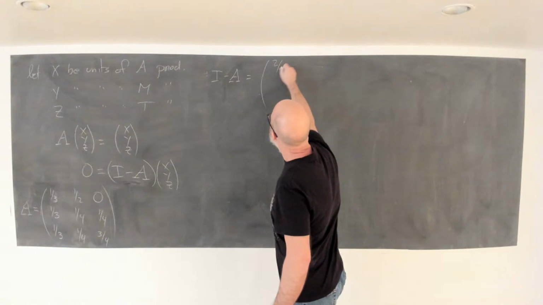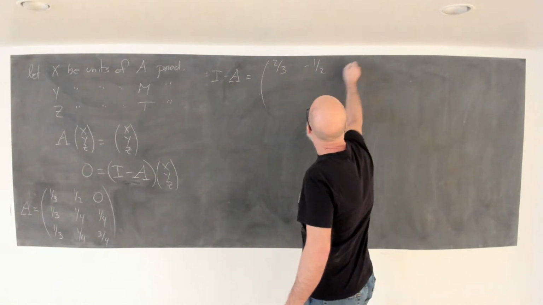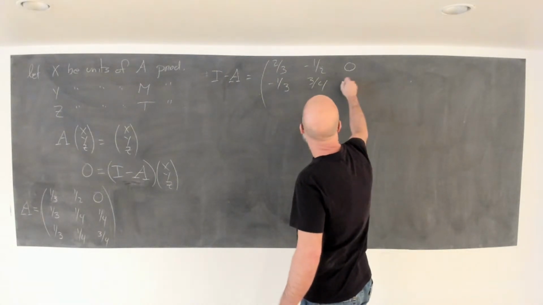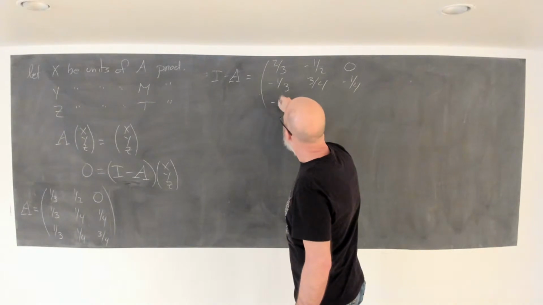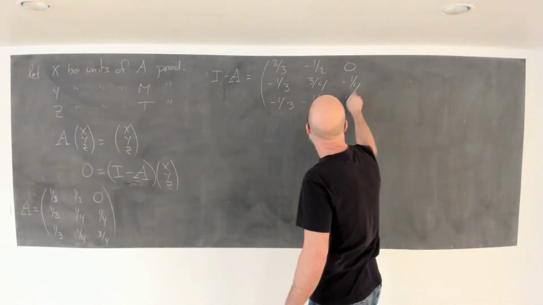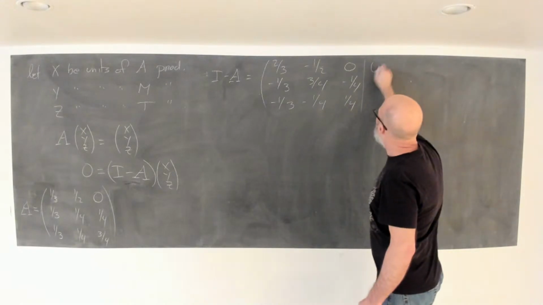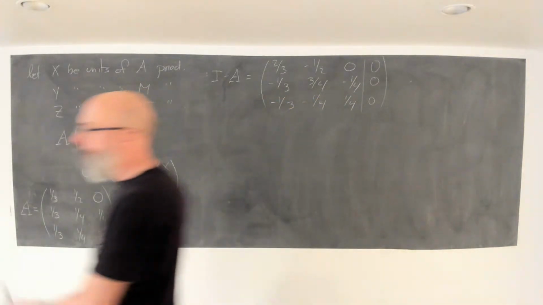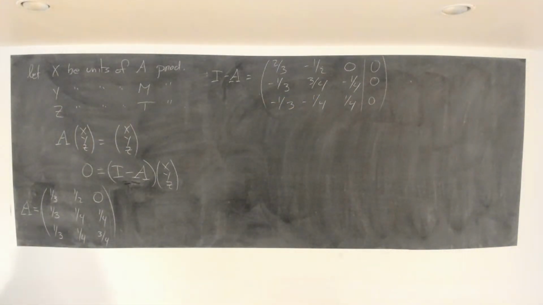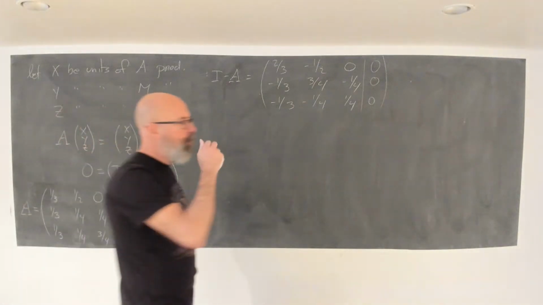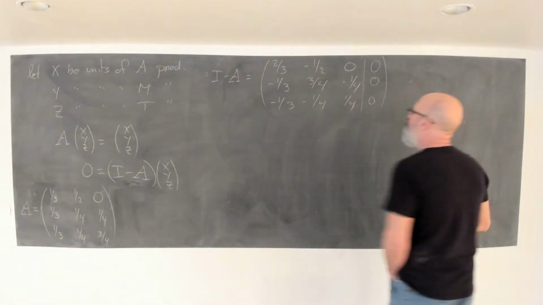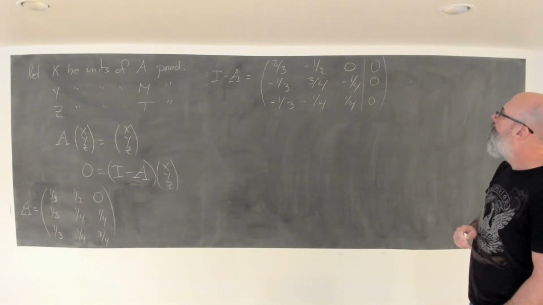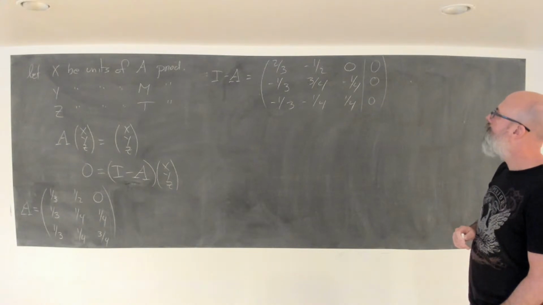Can we do that in our heads? 2/3 minus 1/2, 0. And again, let's start this over. You augment by the column of zeros. Thank you everyone for stopping me. You augment by the column of zeros, but yeah, now it's not as nice.